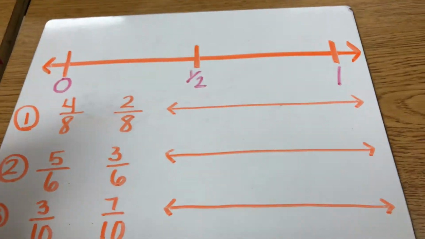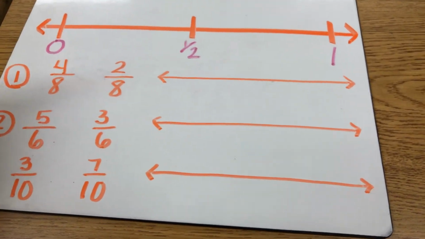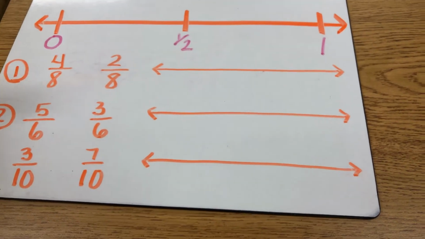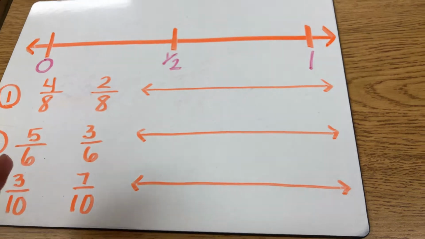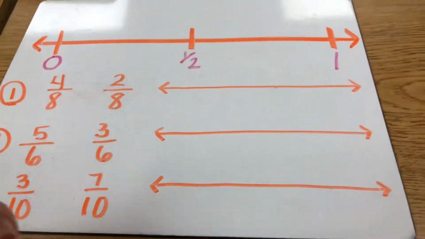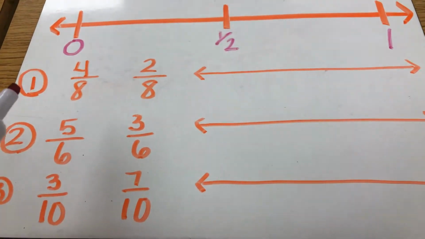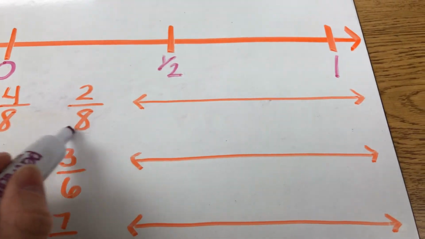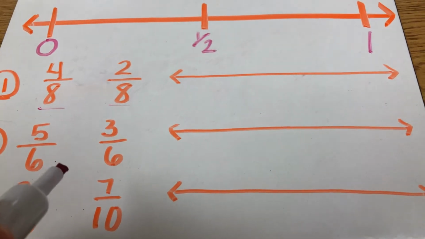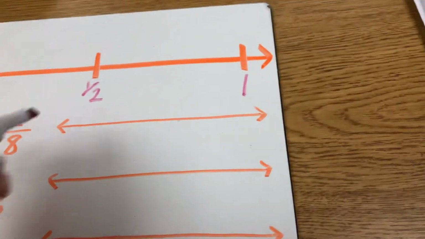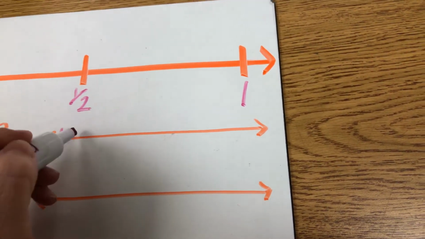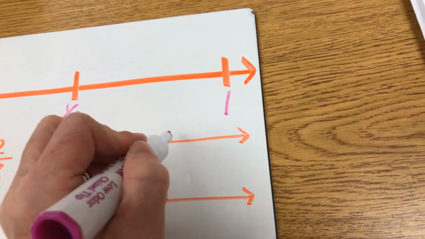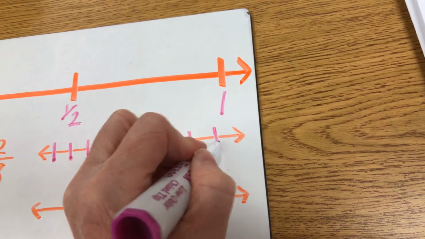But right now we're going to compare these two fractions, and we want to use a number line. If I use a number line, it's really important that my number line be divided up in equal parts according to the denominator. So my first one is 4/8 and 2/8. The denominator is 8, so I'm going to divide my number line up into 8 pieces. So I've got 0, 1, 2, 3, 4, 5, 6, 7, 8.